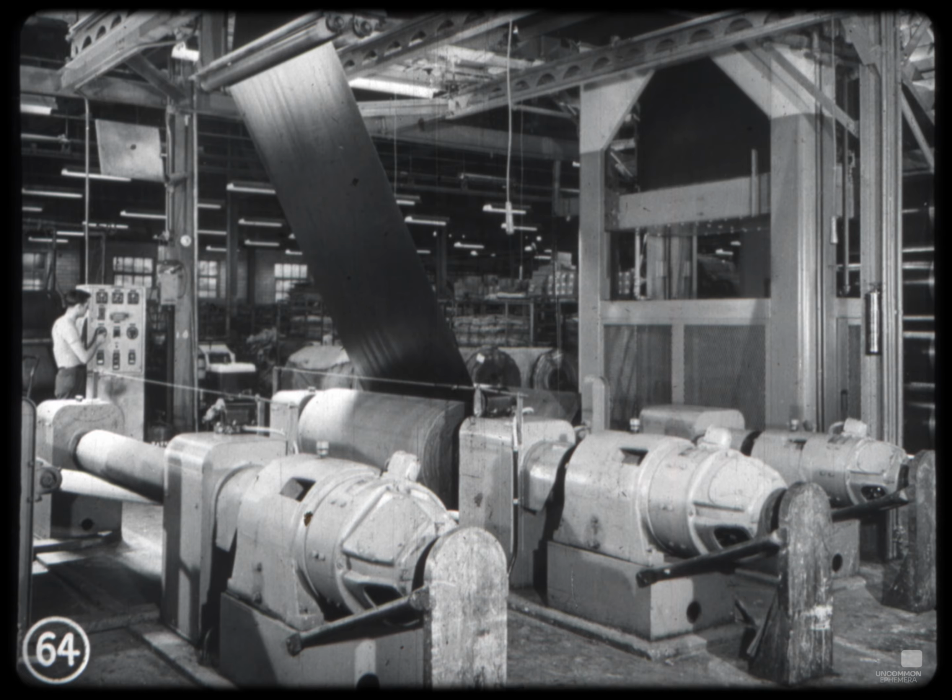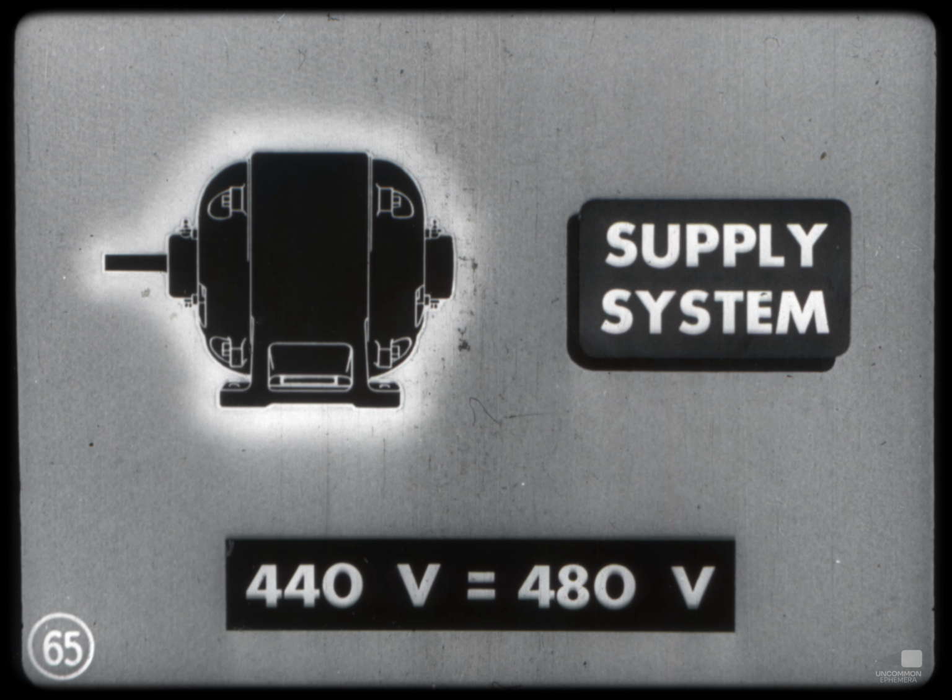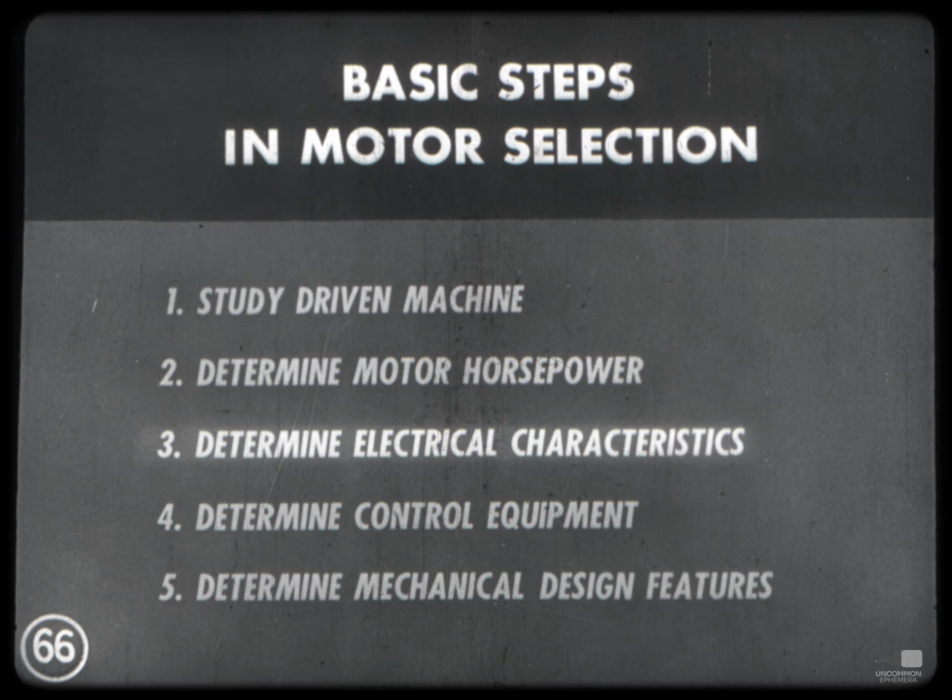With any application, the nominal supply system voltage generally is higher than the motor nameplate voltage to allow for slight voltage drops along the line. 440-volt motors, for instance, are designed to operate on nominal 480-volt supply systems. Now, let's pause a minute and review again the steps in motor selection while the operator changes the record.